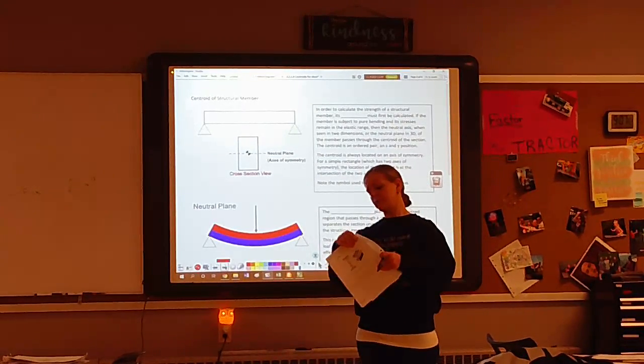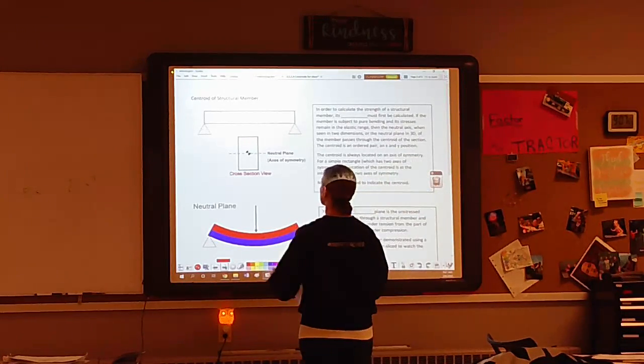Okay, what do we have here? I-beam, centroid. This middle area here is called the neutral plane.